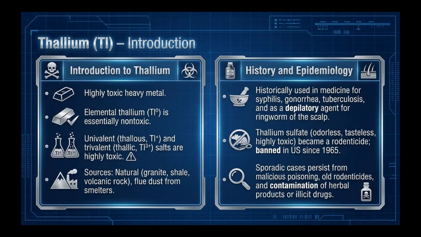This narrow margin of safety led to many cases of severe poisoning, commonly known as thallium toxicosis, with reports of nearly 700 cases and 46 fatalities. Thallium sulfate, which is odorless, tasteless, and highly toxic, also became available commercially as a pesticide for rodents. Although the United States banned the use of thallium-based rodenticides and pesticides in 1965, similar restrictions were implemented in other countries. Despite these bans, sporadic cases of thallium poisoning still occur.